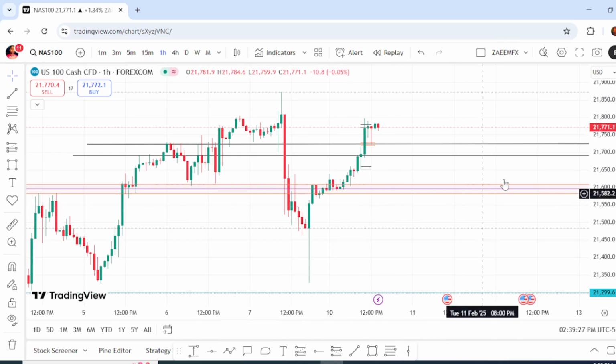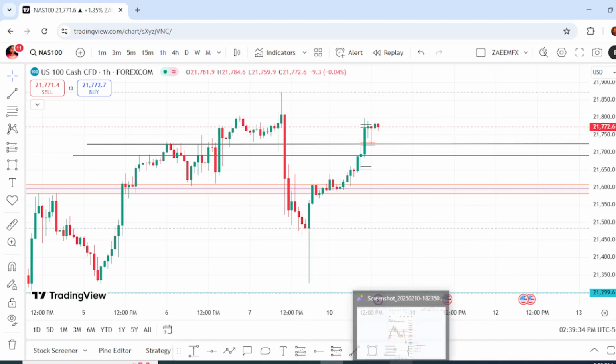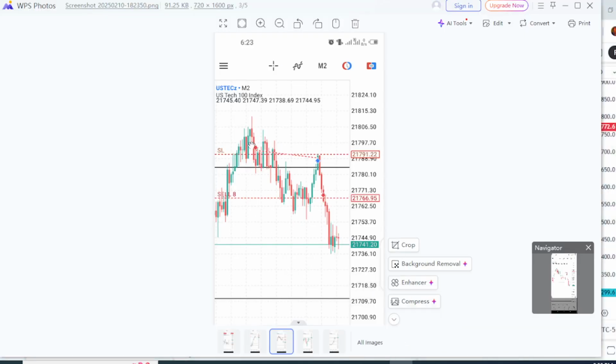So this is the Nasdaq. I'm going to explain why I take this trade, or what I did specifically on this trade, and why I ended up taking something like this.